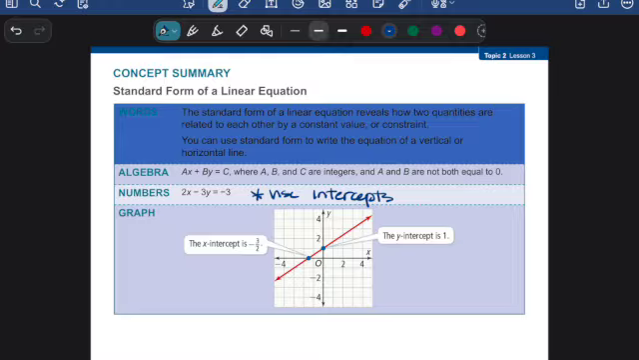And we use standard form when we have two rates of two quantities and when we have a constraint. We have a budget or a limit. This is when standard form can be used.